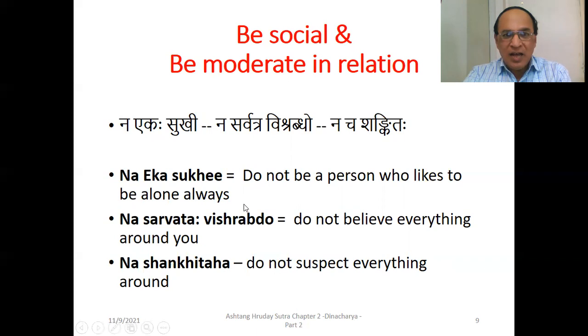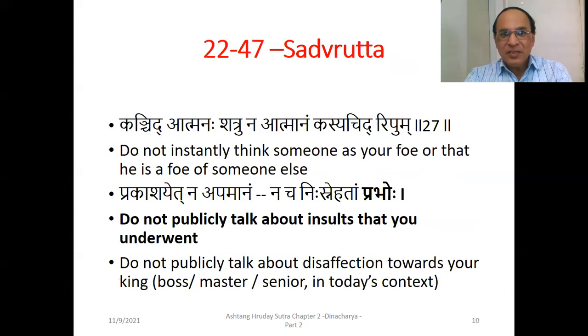Na sarvataha vishrabdho. Do not believe everything around you. Be cautious when you talk with people, when you do anything at different levels. Okay. Na shankitaha. Similarly, do not suspect everything. Do not believe everything and do not suspect everything. There should be moderation. Be careful, but not too careful, too anxious. Sometimes you should be midway. Midway is always better. Sadvrutta.